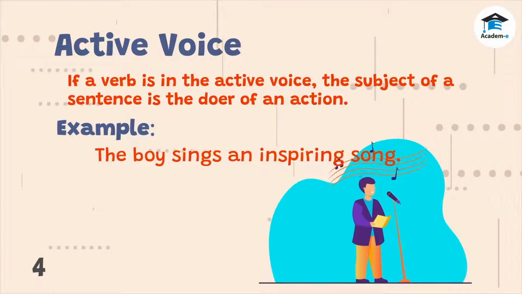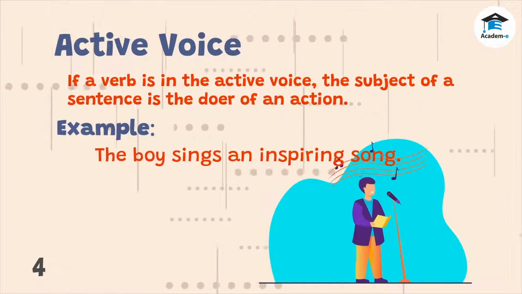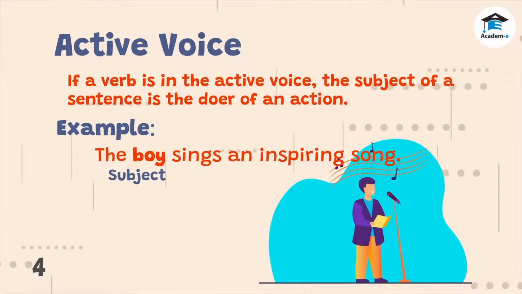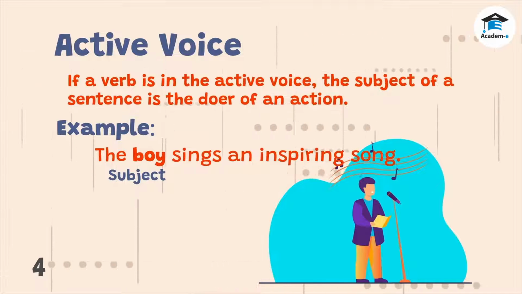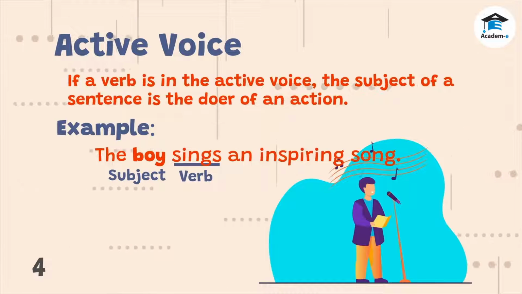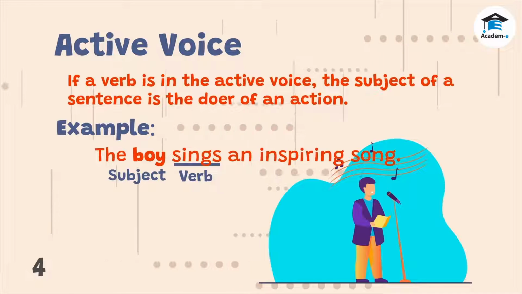The boy sings an inspiring song. What is the subject of the sentence? Boy. Who sings an inspiring song? Boy. Boy is the subject and the doer of the action sings. Therefore, the verb is in the active voice.